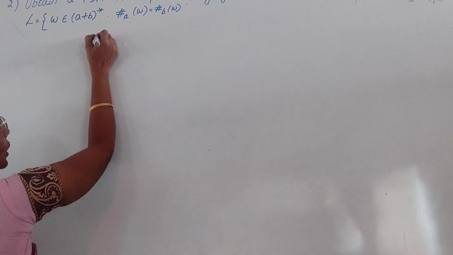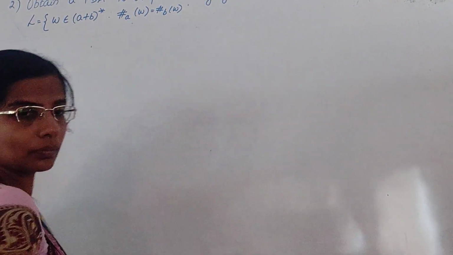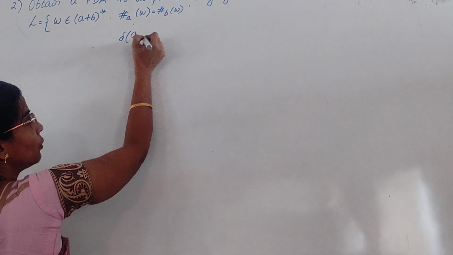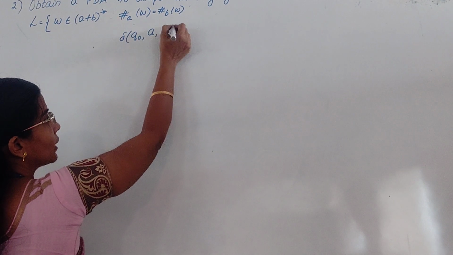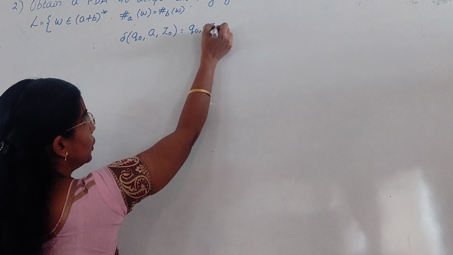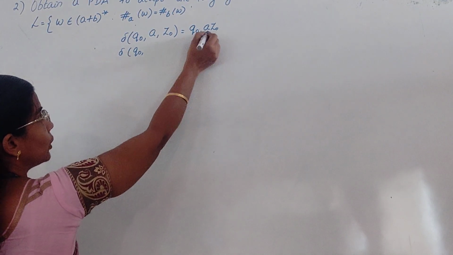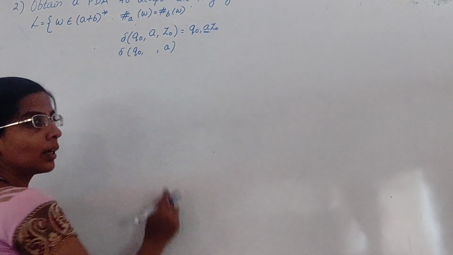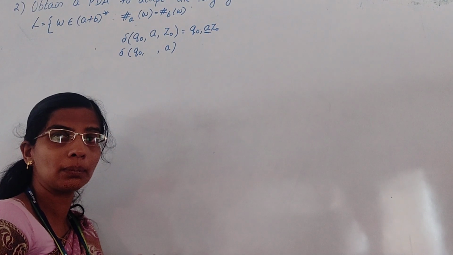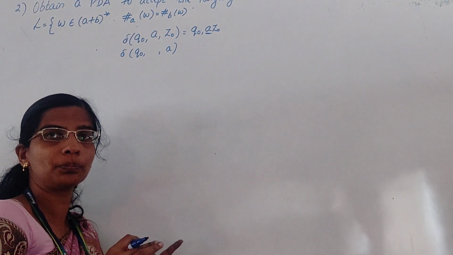Suppose delta of Q naught. If your first symbol is A and the stack is empty, what do you have to do? You have to push A into the stack. Now, what is your current state? Q naught. And what is your stack top? It is A. And the next symbol can be either A or B. I don't know about my second symbol. If it is A, I will be pushing. If it is B, I have to pop.